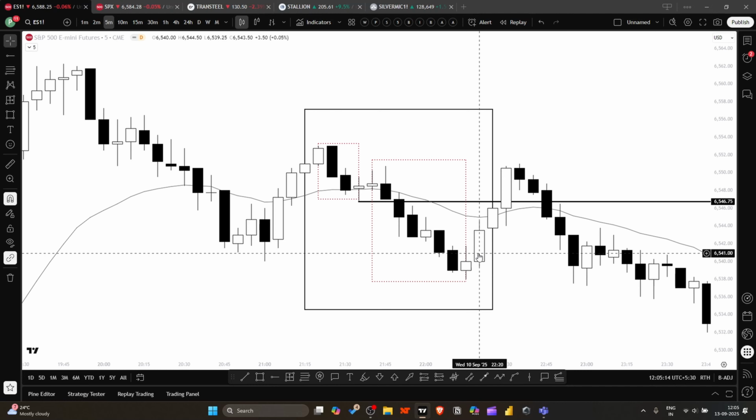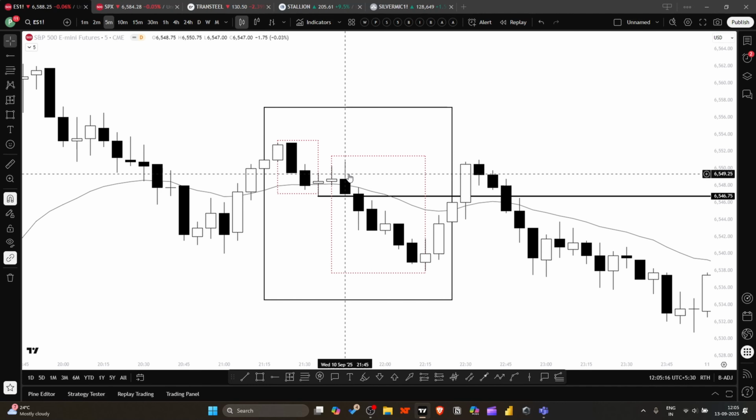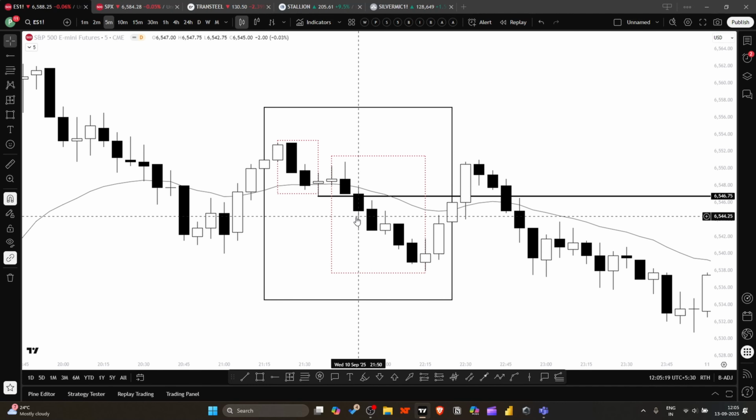For example, we come here. This was a bear breakout. This was the pause bar. Why? Because this is not a trend bar. This is a trading range bar.